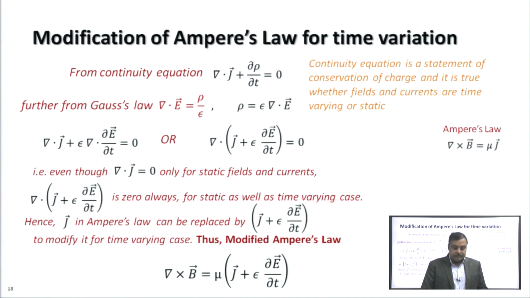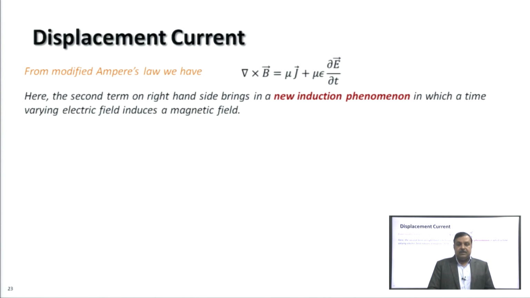And this law is valid for time varying and static case. The equation del cross B equals mu times bracket J plus epsilon delta E by delta t is known as the modified Ampere's law, and this equation was modified by Maxwell. So, this modification of Ampere's law brings in a new phenomenon. What is it? Let us see.